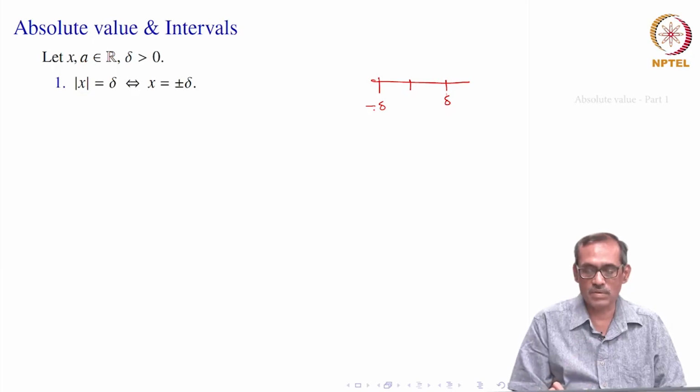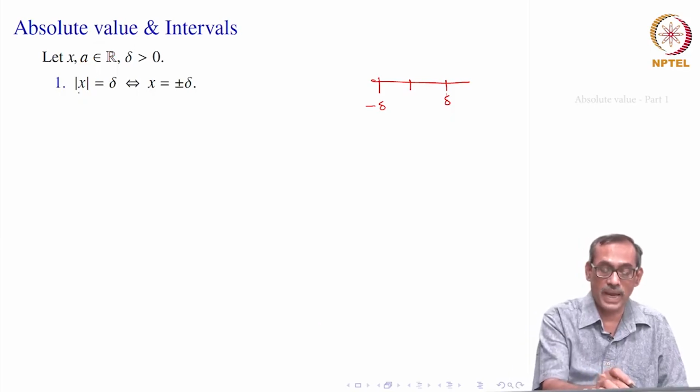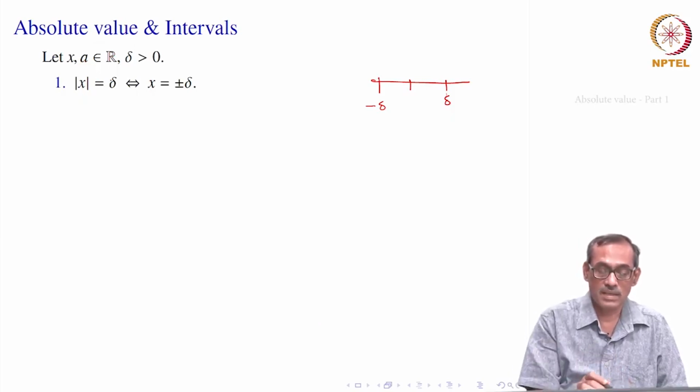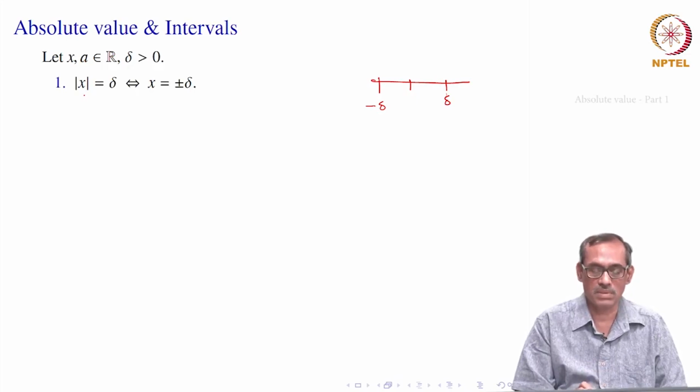If mod x equals delta, then x has to be equal to plus delta or minus delta. That is clear from the definition, because mod x is either equal to x or equal to minus x, and that is equal to delta. So, if mod x equals x, then you get x equals delta. If mod x equals minus x, you get minus x equals delta, or x equals minus delta. These are the two possibilities, nothing else is possible.